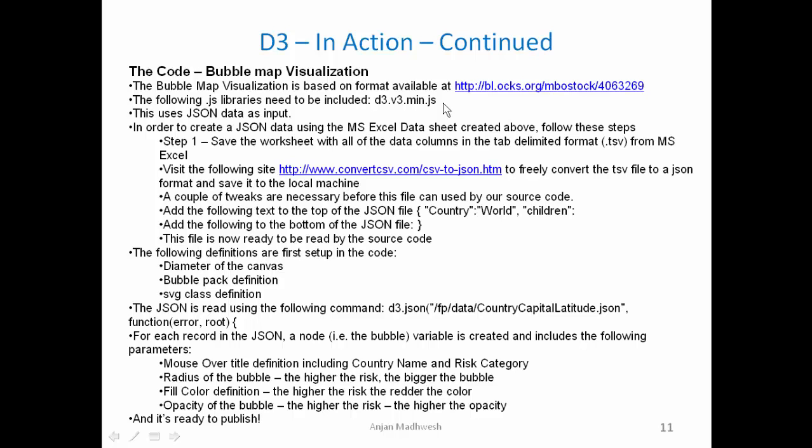Now, in order to create this JSON data using the MS Excel sheet that we created earlier, we follow these steps. First, we save the worksheet with all of the data columns in a tab delimited format, TSV, from MS Excel. You could also use CSV. I prefer TSV just to avoid confusion related to commas within data. Then you can visit this site, convertcsv.com. They allow you to freely input any text format data and then convert it into a JSON file.